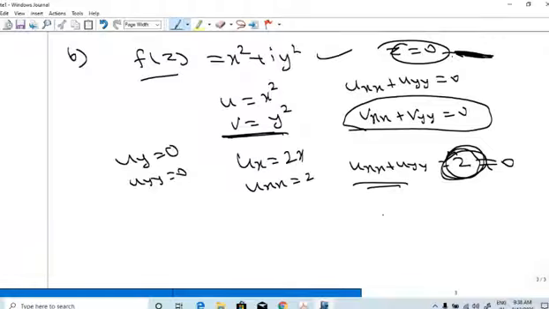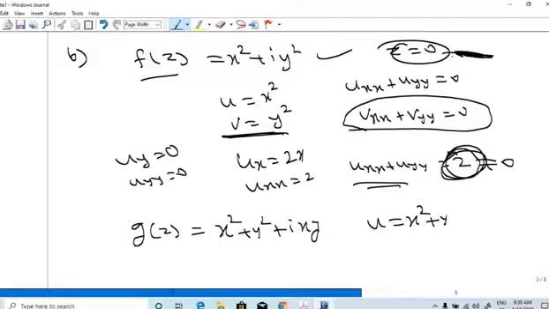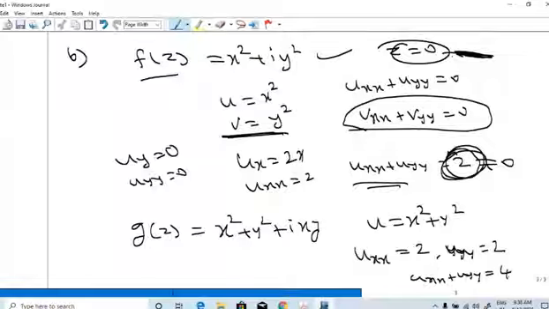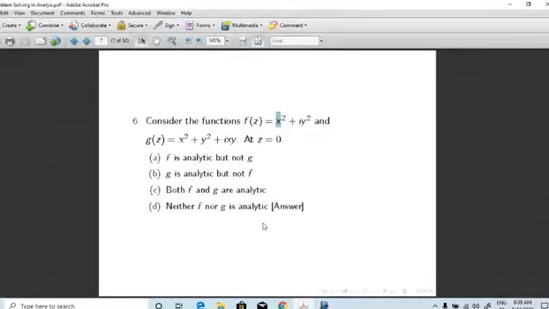Similarly, look at the second function g(z) = x² + y² + i xy. Again, what is our u? u is nothing but x² + y². Now we have to find uxx. ux is 2x, so uxx is 2. And uyy is also 2. Therefore uxx + uyy is 2 + 2 = 4. Again, this is not equal to 0. Therefore, this cannot be an analytic function. If it is analytic, the real part and the imaginary part should satisfy the Laplace equation, but it does not. Therefore, neither f nor g is analytic.